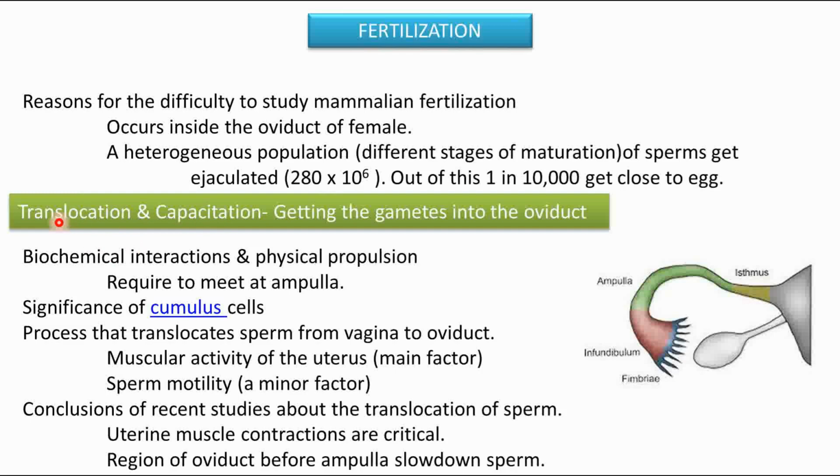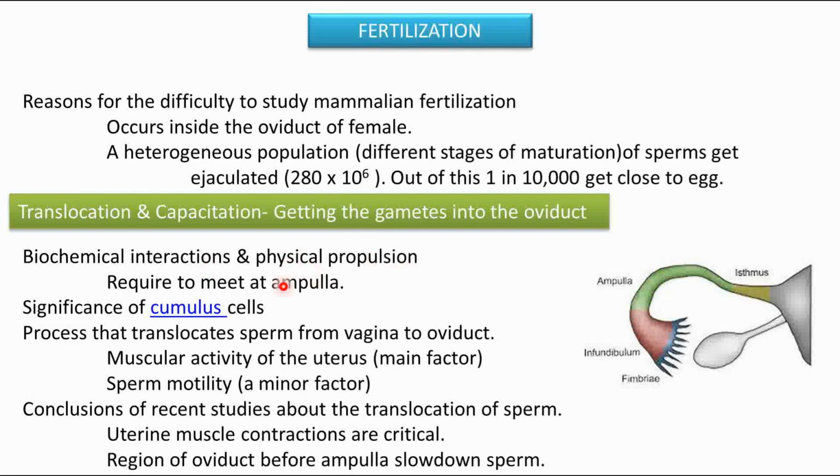First, we are going to see the translocation and capacitation. That means getting the two gametes together in the oviduct. For mating the egg with sperm at the ampulla, it requires so many biochemical interactions and physical propulsions.